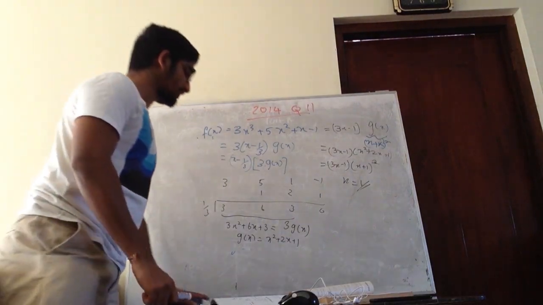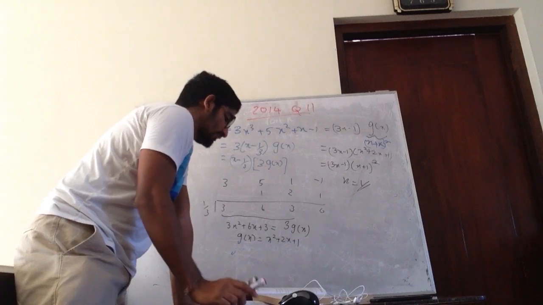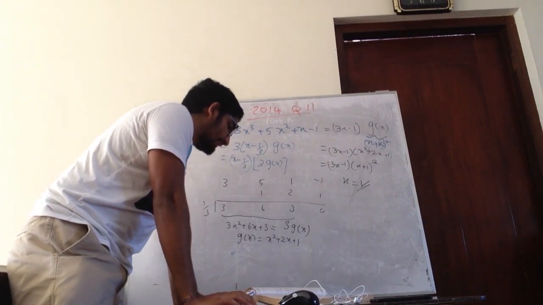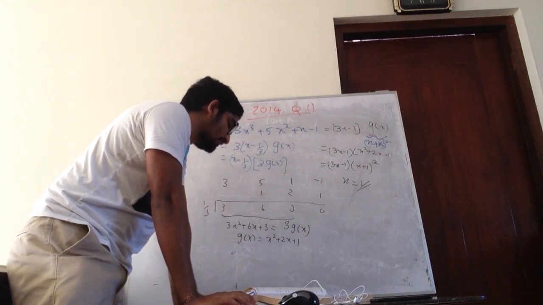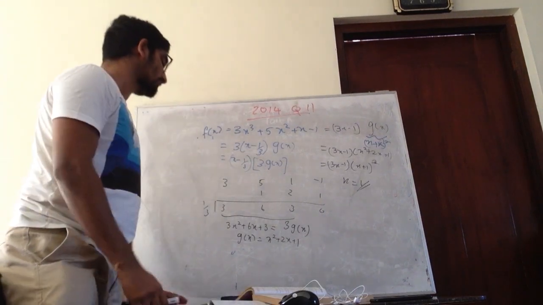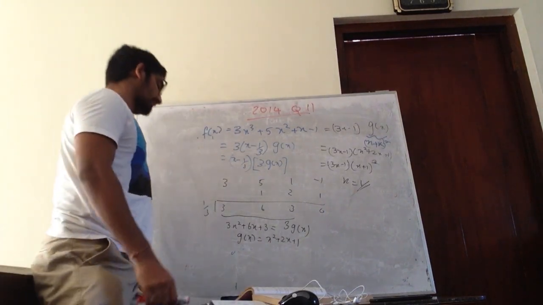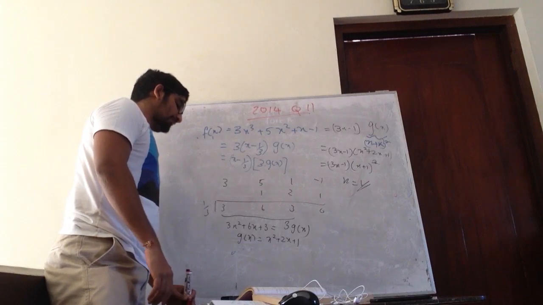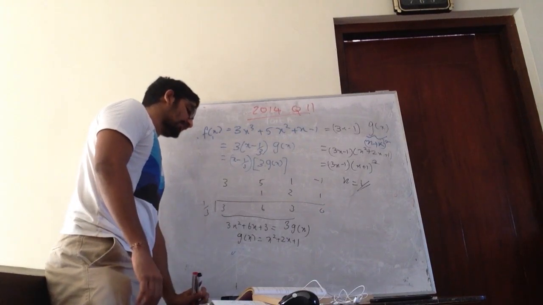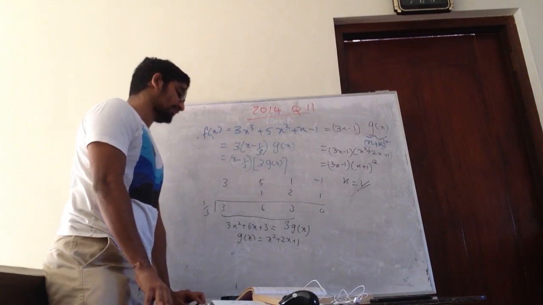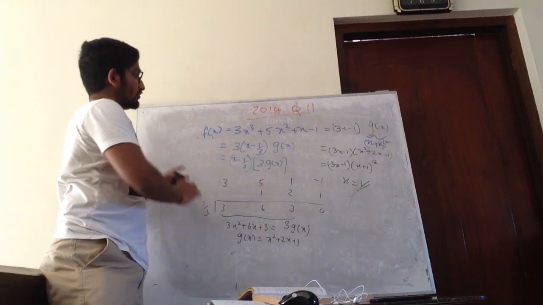Right, now what do they say next? They ask to find k, then by writing 3x minus 1 in the above expression in the form of b times x plus 1 plus c, where b and c are constants, find the remainder when fx is divided by x plus 1 cube.